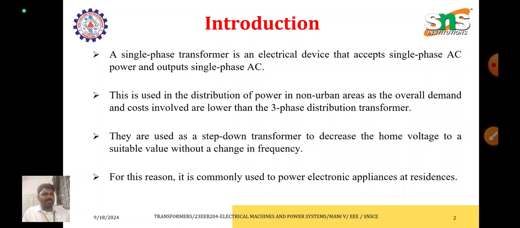Normally, a single-phase transformer is an electrical device which is used to transfer the energy from one place to another place without changing the frequency. Normally, this transformer is also called a static device because it does not contain any moving parts. The transformer is used to reduce the voltage or to increase the voltage without changing the frequency level.